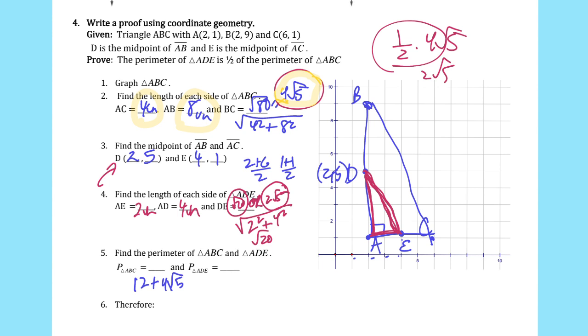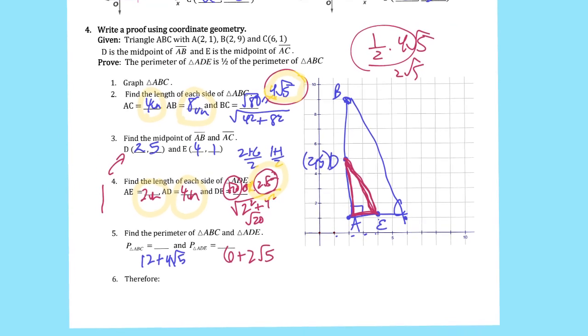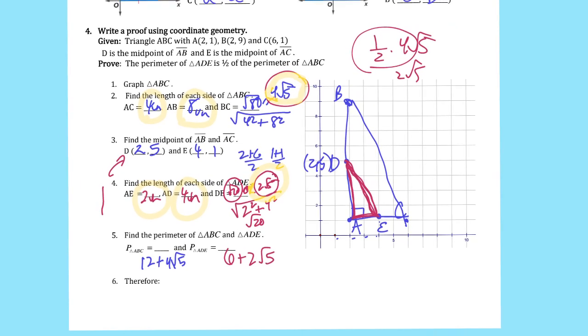The perimeter of the smaller one is going to be, let's check this out, we're going to take 2 and 4 together and add it to 2 square root of 5. When we do that, we get 6 plus 2 square root of 5. Notice the smaller one is half the size of the bigger one, isn't it? So therefore it says the perimeter of ADE is half the perimeter of ABC.